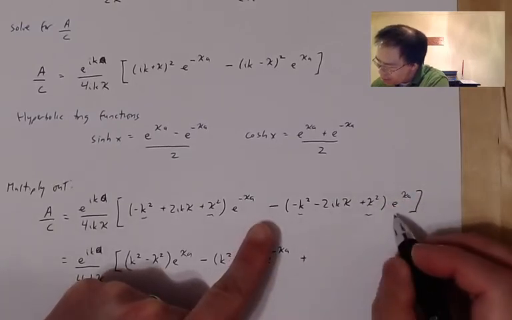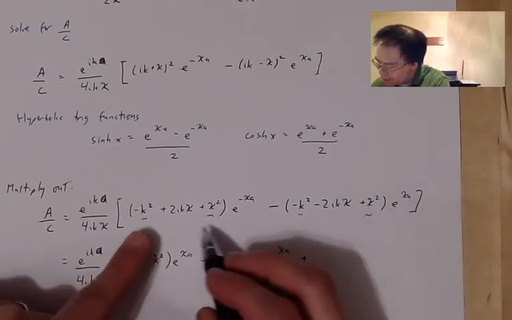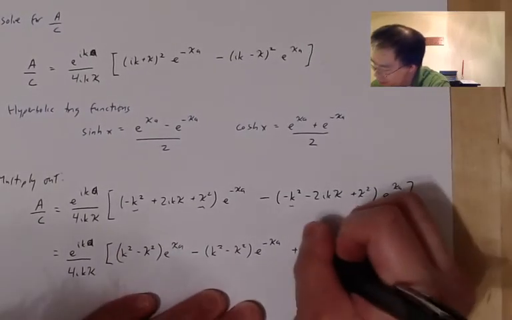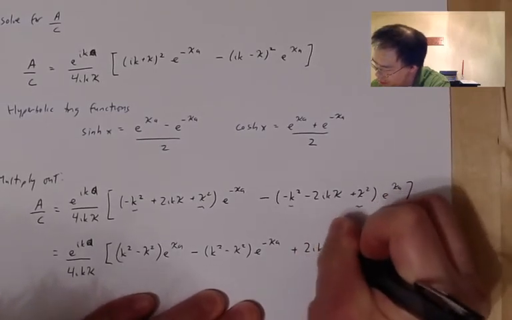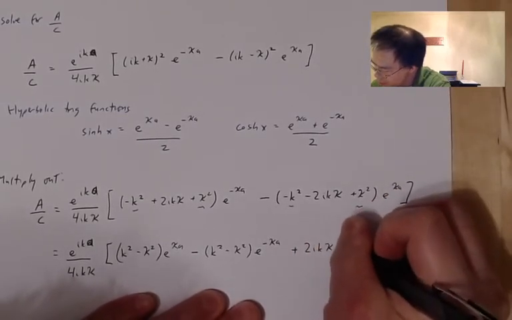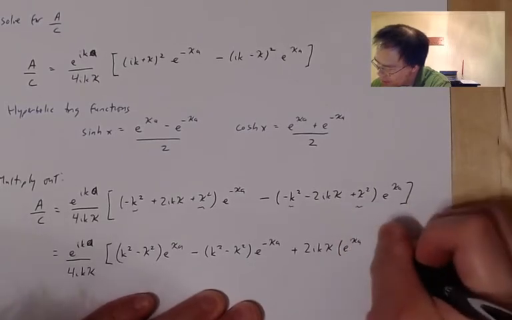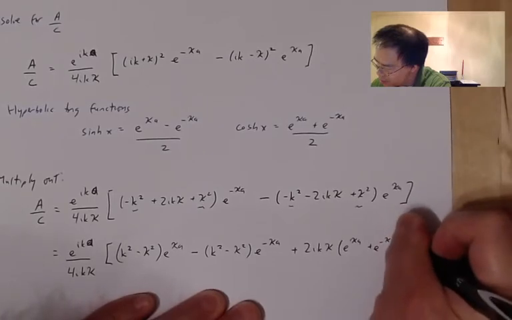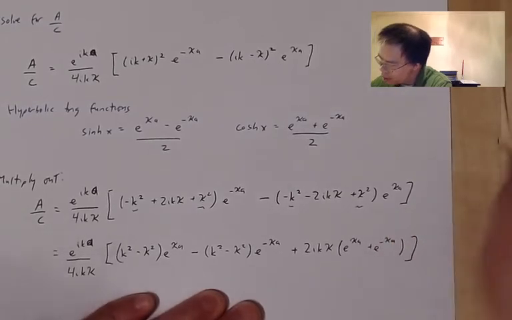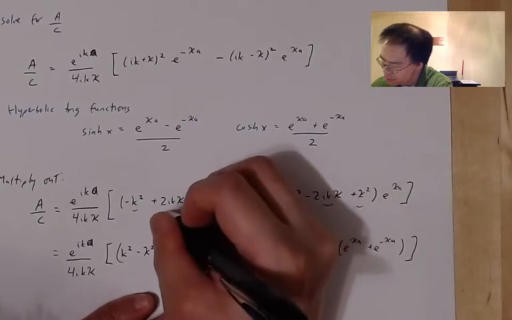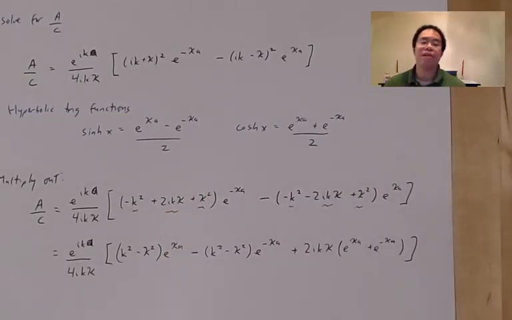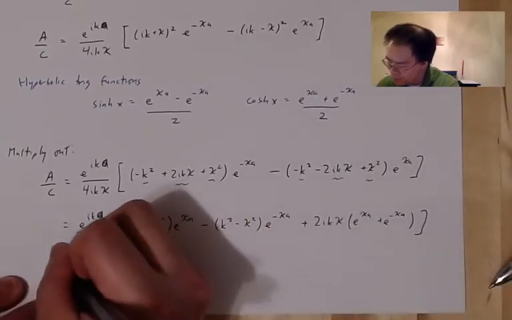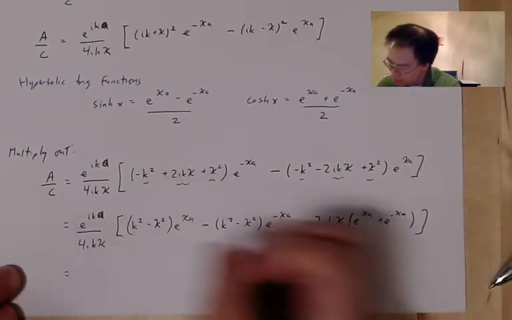And so now we have 2ik kappa e to the kappa a, 2ik kappa e to the minus kappa a, so we have plus 2ik kappa, e to the kappa a plus e to the minus kappa a, and that takes care of these last two terms. Okay, so I think you can see where we might be going here.